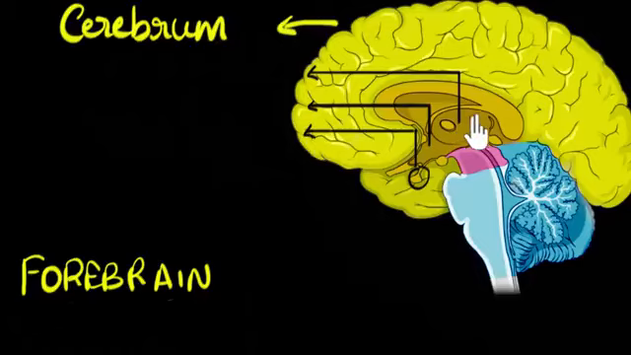So this one, you know what we call that? That is called the thalamus. Let me use this color, okay. It's called the thalamus.